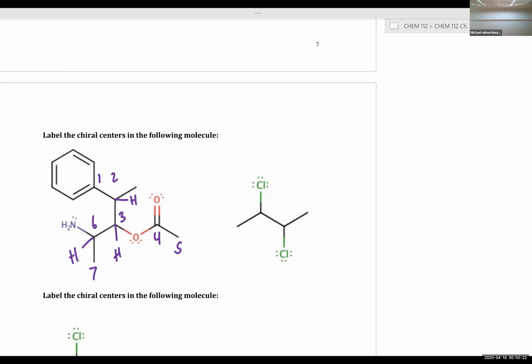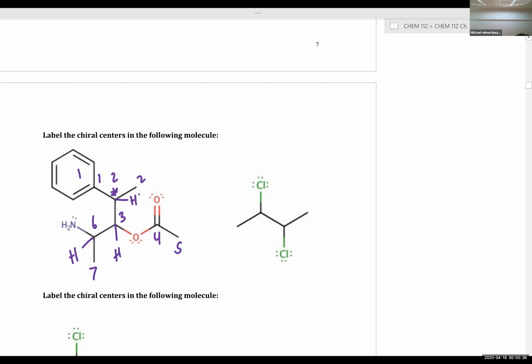So would someone like to volunteer? I see some people typing. Let's get a few more answers before we discuss. I see a lot of people typing 2. That's exactly right. We have 4 different substituents.